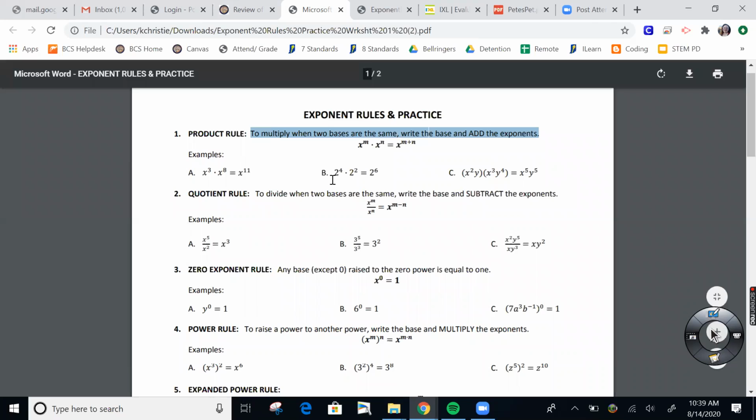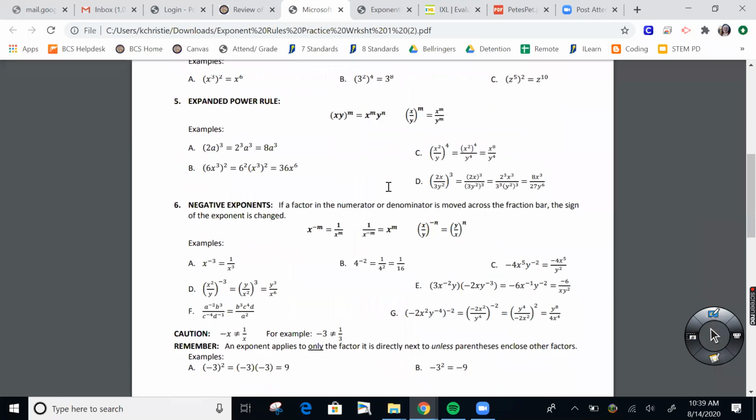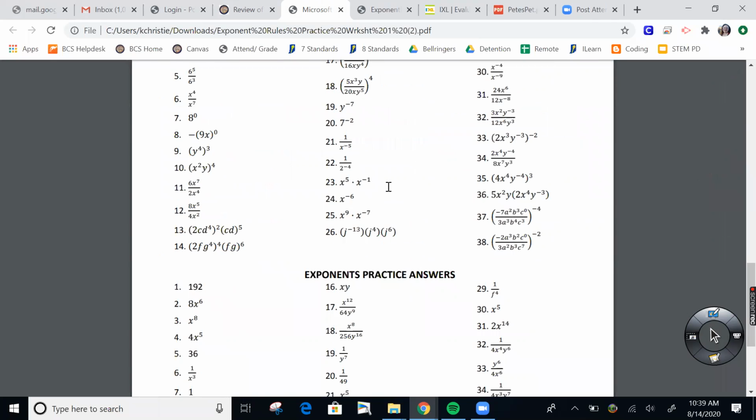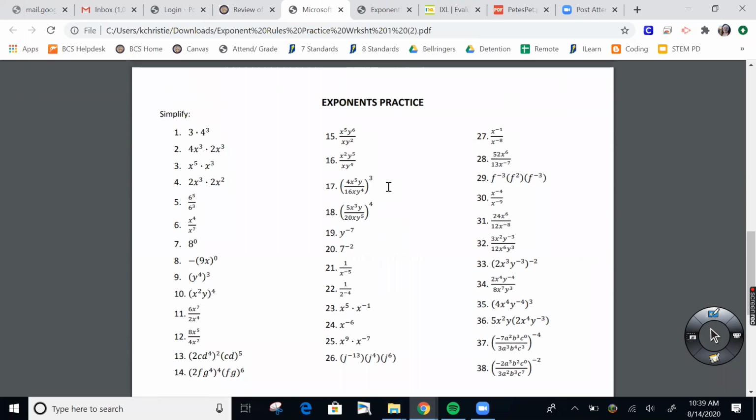You can see a numerical example down here. We had our base of 2. They kept 2. And then the exponents were 4 and 2. 4 plus 2 is 6. So our final answer is 2 to the 6th power. So there's a bunch of rules written out, and it's just a quick one-pager for you to look back at. Down here is exponents practice.